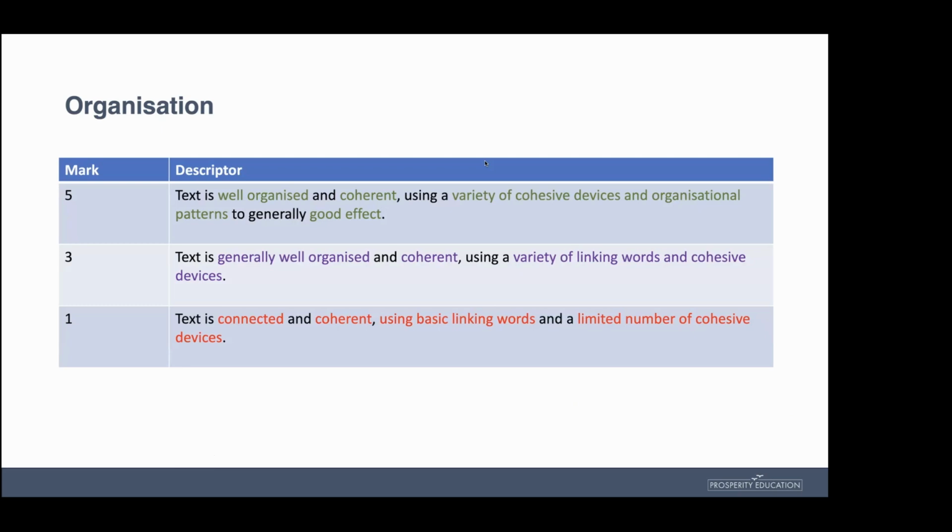So for a 5, the text is well organised and coherent, a variety of cohesive devices and organisational patterns to good effect. And I think very often when we have a really well organised text, you hardly notice the use of these cohesive devices. They just slot in very naturally. For a 3, sometimes it isn't quite as natural.